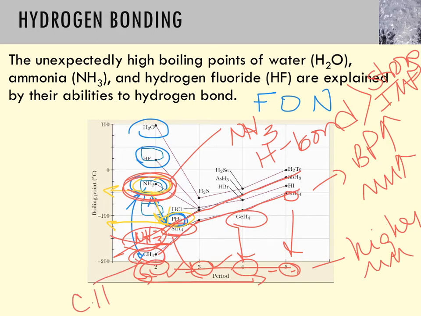CH4 is not capable of hydrogen bonding, so it follows that normal trend that as size gets larger, boiling point gets larger. And of course, the same thing for hydrogen fluoride or water, since they are all capable of hydrogen bonding, they all have extraordinarily high boiling points.